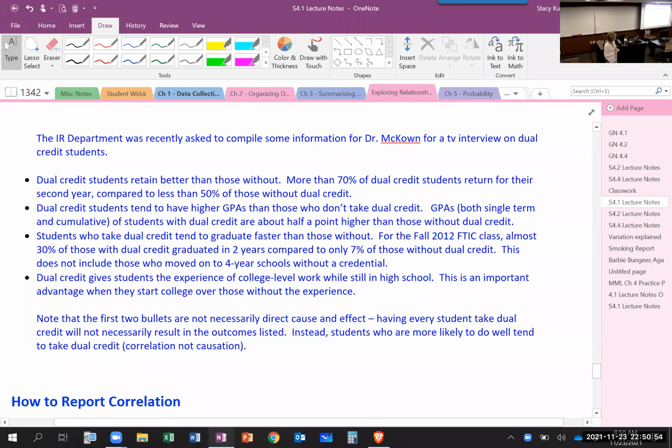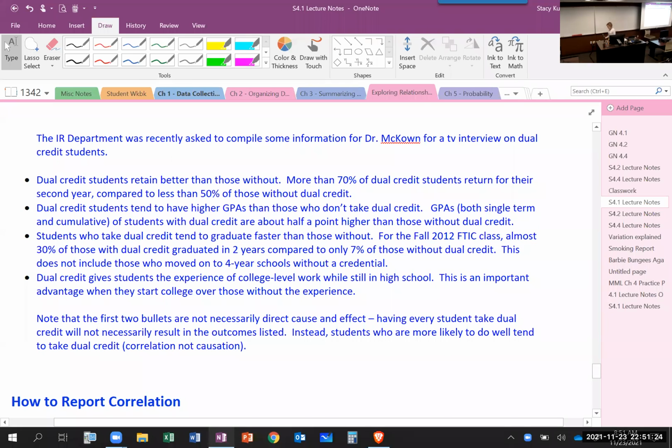Students who take dual credit tend to graduate faster than those without. For the fall of 2012, first time in college students, almost 30% of those with dual credit graduated in 2 years, compared to only 7% without dual credit. And they didn't include those that just left here and moved on to four-year schools. Dual credit gives students the experience of college level work while still in high school, and that is an important advantage when they start college.